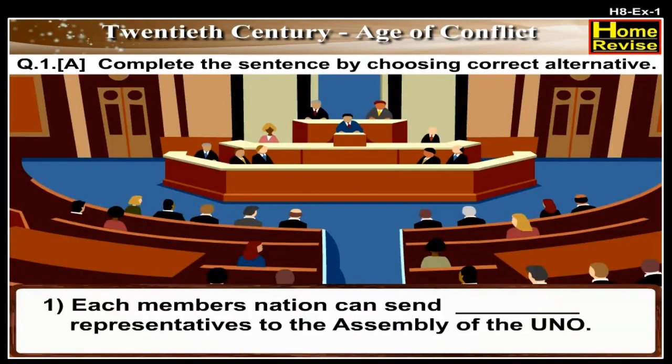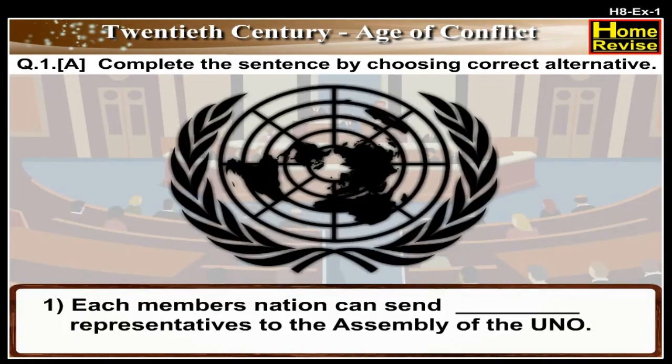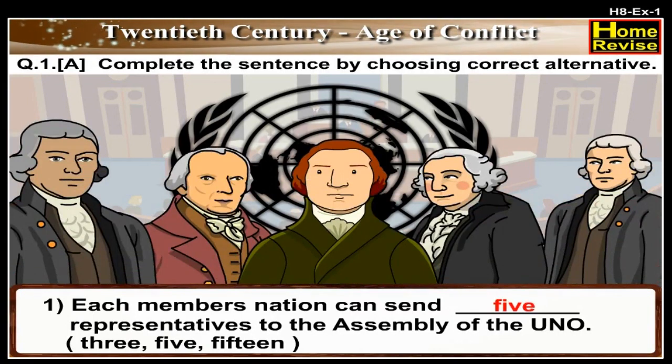1. Each member nation can send dash representatives to the Assembly of the UNO. Your options are 3, 5 or 15. The answer is 5. Each member nation can send 5 representatives to the Assembly of the UNO.